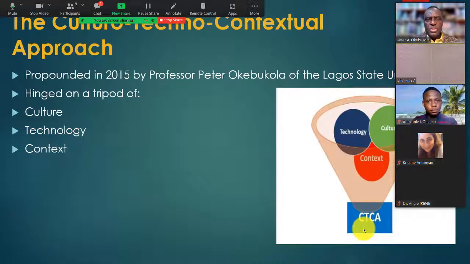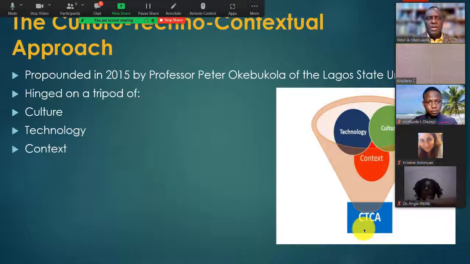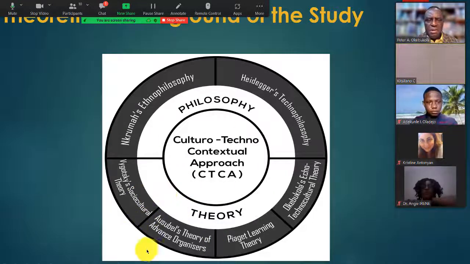So we had 2 research questions, as you can see here. One: is there a statistically significant difference in the achievement of students taught using CTCA on spreadsheet? Now, the cultural techno-contextual approach has 3 strands. It's an amalgam of 3 frameworks. You have the technology, you have the culture, and you have the context. And the philosophical framework is what you can see here. We have Nkrumah's ethnophilosophy, Heidegger's technophilosophy, and Okebukola's eco-techno-cultural theory, and all of these weaved into one.